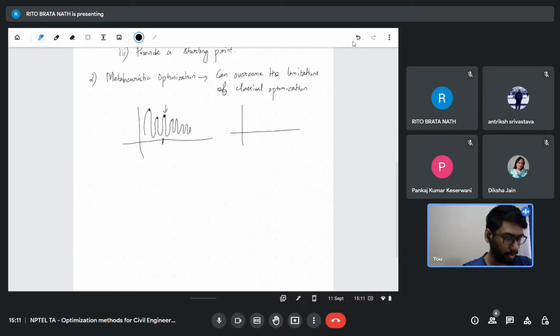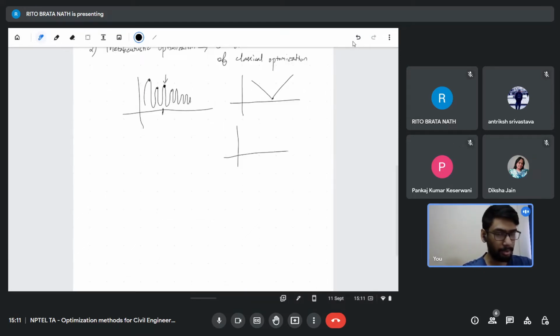Or maybe your function itself is not differentiable at some points. At this point, this function is not differentiable. So how do you overcome those things? Or maybe your function is not defined continuously throughout an interval. Your function could be something like this, so there could be some breakpoints in between. Those things will be overcome in meta-heuristic optimizations.